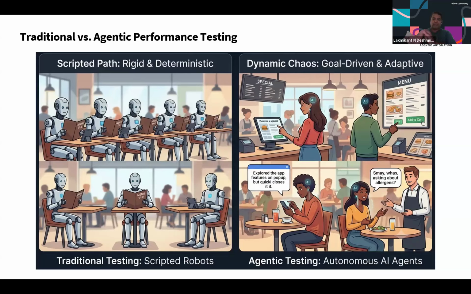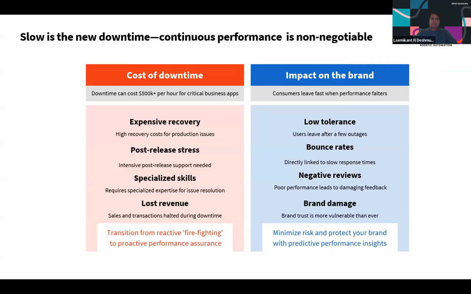They can change the way they respond, and it is quite autonomous. However the real user changes or makes changes in their behavior while using the application, the agents will accordingly make the necessary changes and do the performance testing, right?